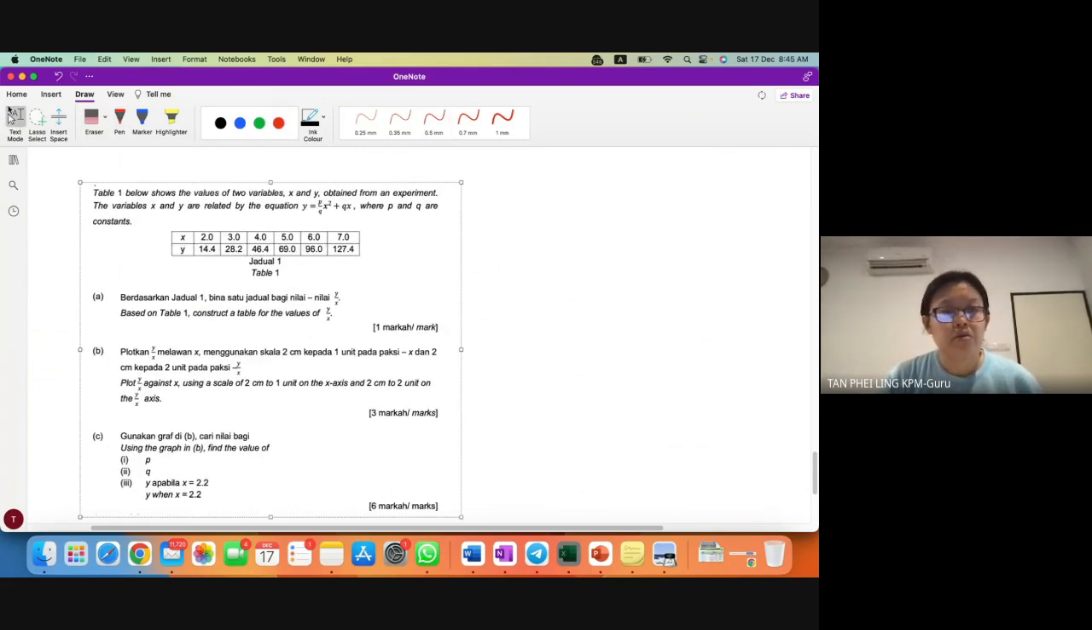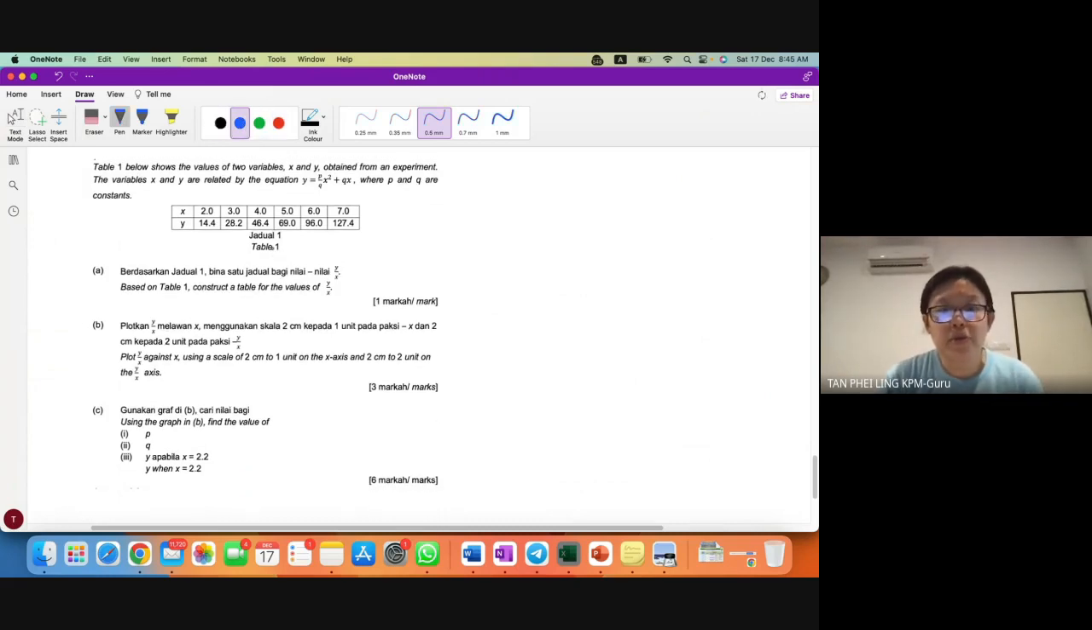Okay, so let's do it. Table 1 shows the variables x and y obtained from an experiment. The variables x and y, they have given you this, right? So where P and Q are like this. Based on the table, they ask you to construct a table for values of y over x, and then plot y over x against x.